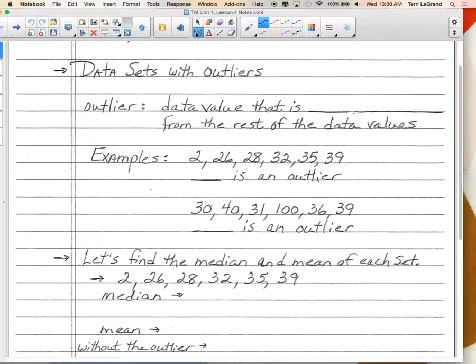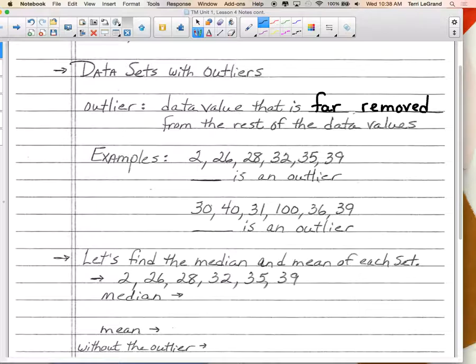Okay? So we have worked with data sets already. We have found the maximum, the minimum, the mode, the range, the mean, the median, all of those values we've been able to find for a data set, right? Well, today we're going to talk about data sets with outliers. So what's an outlier? Well, an outlier is a data value that is far removed from the rest of the data values. Fill in the blanks.